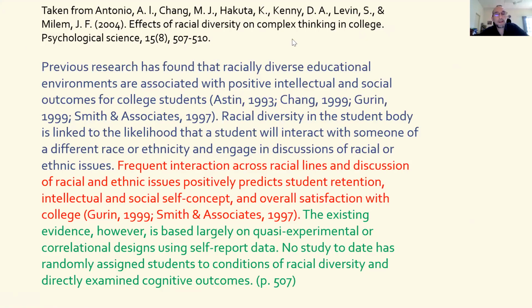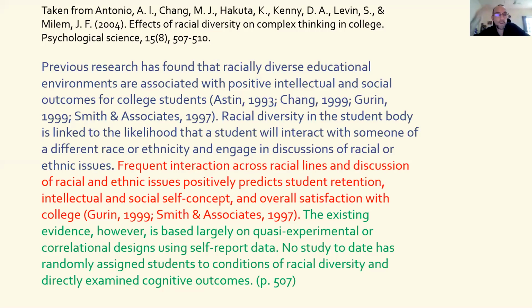All right, and this is from a study on racial diversity on complex thinking in college. Previous research has found that racially diverse educational environments are associated with positive intellectual and social outcomes for college students. Okay, now the power of that sentence is that, again, it is like a summary of the body of knowledge in that area. And this is what you do in a problem statement, is that you summarize the literature and you make these very strong sort of declarative claims or statements about what scholars have found. What is the literature saying?